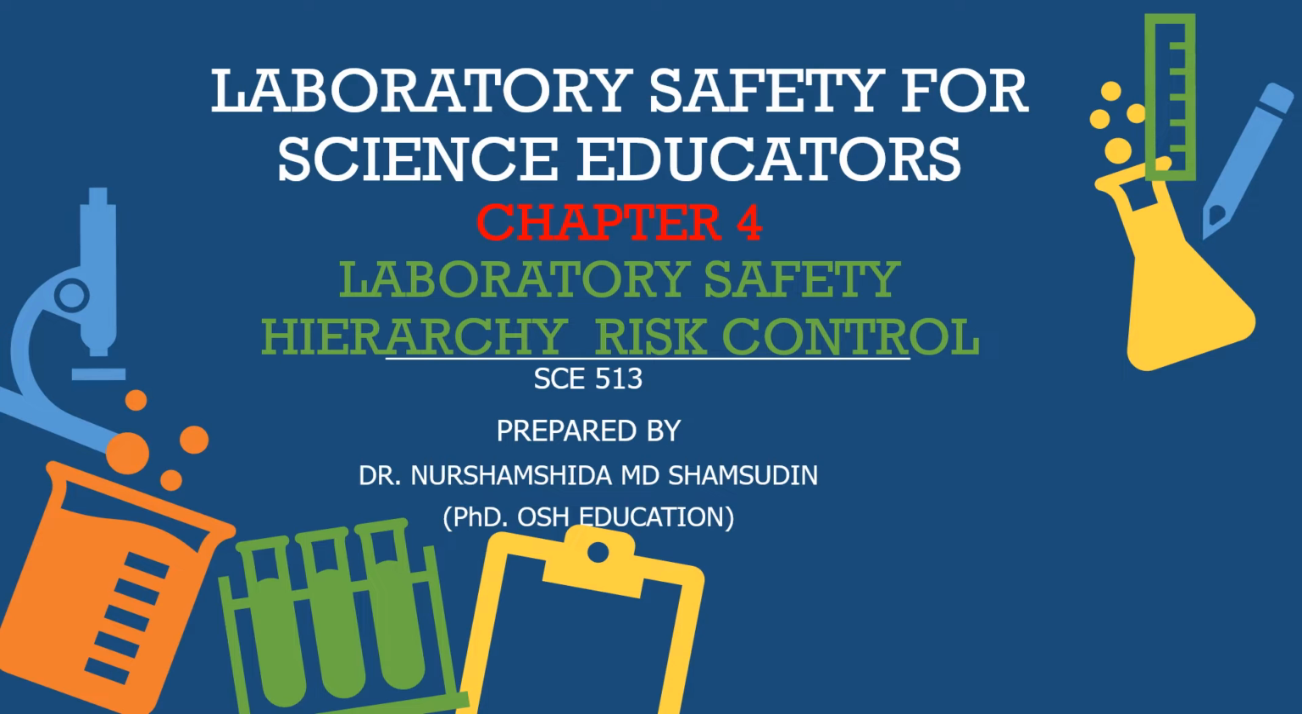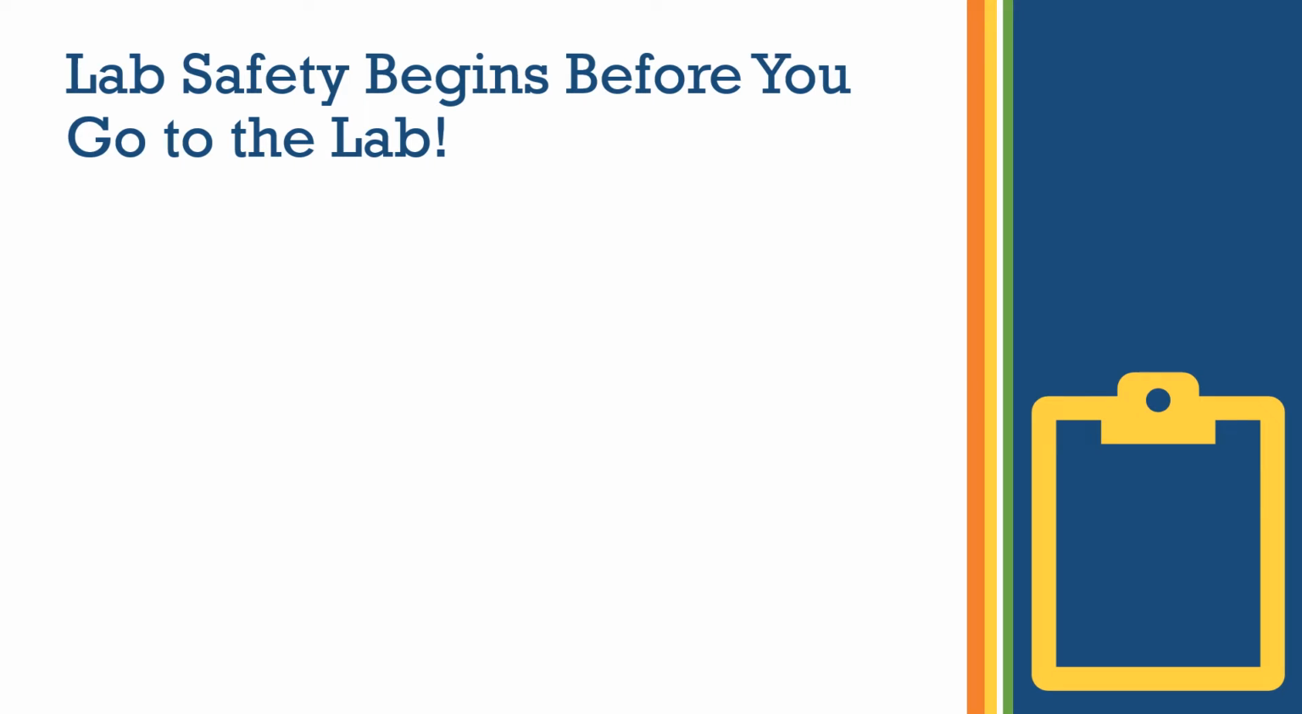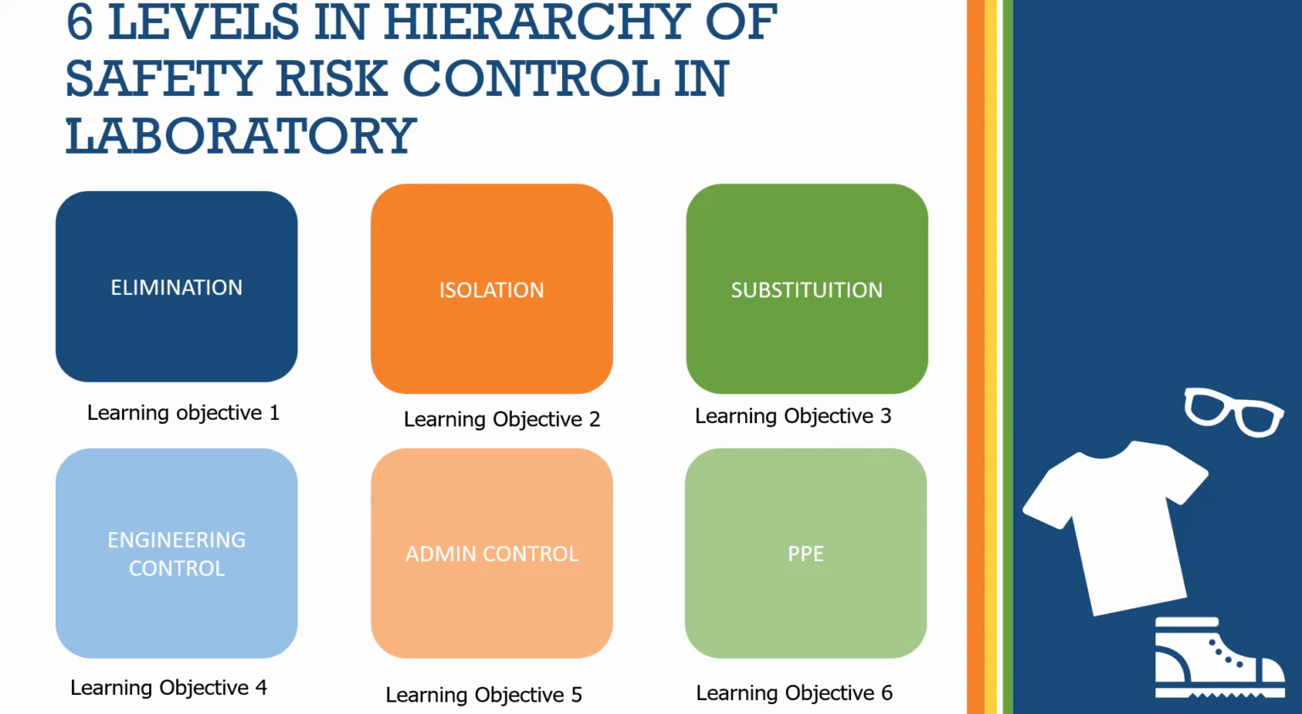Laboratory safety, hierarchy, risk control. Lab safety begins before you go to the lab. There are 6 levels in the hierarchy of safety risk control in the laboratory.